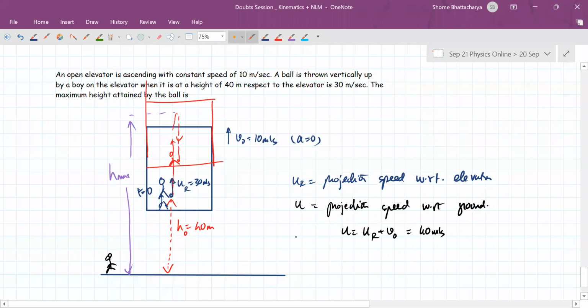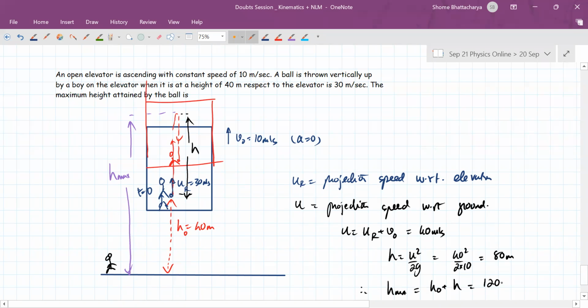Okay. So now this maximum height it will climb to from where it was thrown, you can directly use the formula. So that's 80 meters, right? And therefore the maximum height from the ground is the initial height from which it was thrown plus this maximum height. So it's becoming 120 meters. That's the correct answer. Okay, good. So just make a note of this.